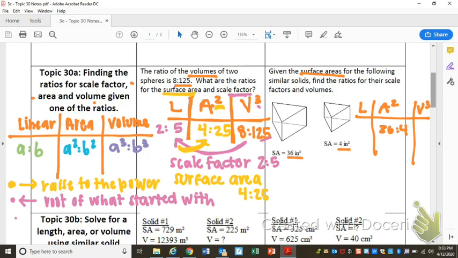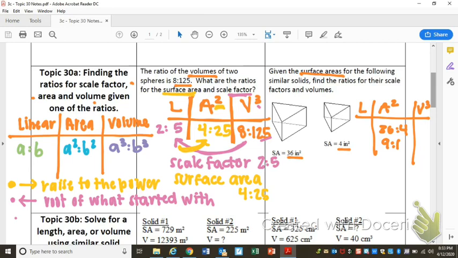Notice that we can simplify 36 and 4. They share a common factor, so we're going to take out that common factor. Their greatest common factor is 4. So I'm going to divide 36 and 4 each by 4. This is actually going to be 9 to 1. I just simplified that ratio.